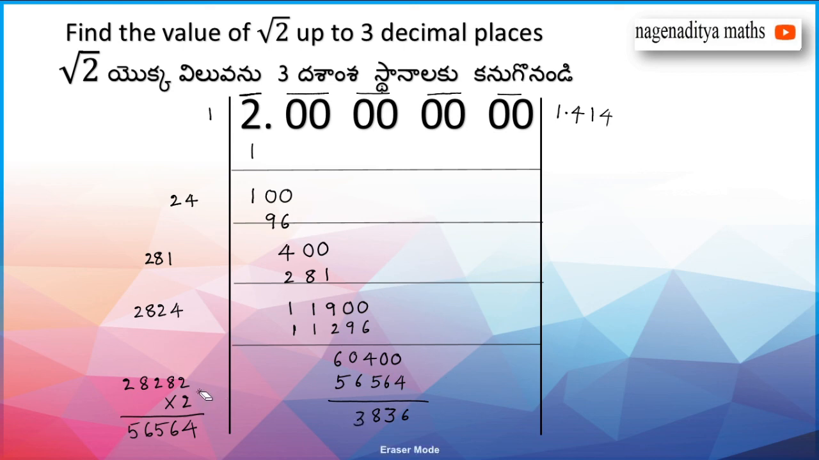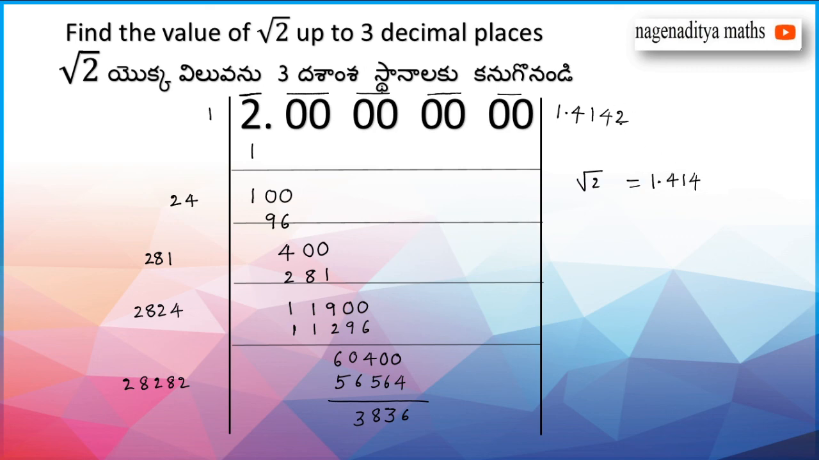Okay. So we have to write 2 here and another 2 here. So we have to stop the process here because we need up to 3 decimals. So we should get 4 decimal places, after the decimal we need 4 digits here. So we have to stop here. So this number is less than 5. So this value of root 2 is 1.414.